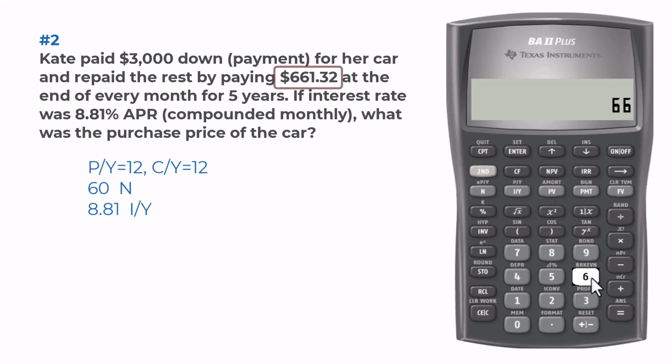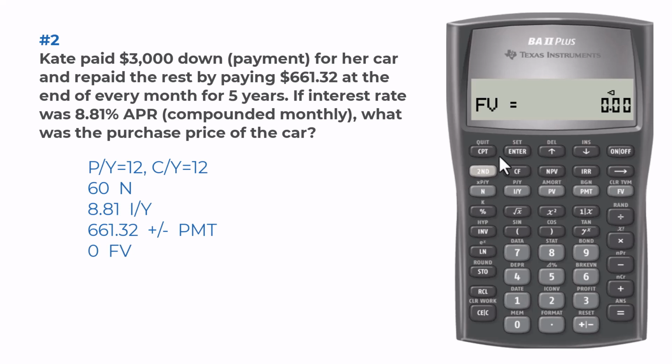Payment is $661.32. Now I can press the plus minus button here to make it negative just because I want my present value to show up as a positive value. So I'll press payment. Again, I want future value to be 0. So I'll press 0 future value. And that's because the loan will be paid off at the end.